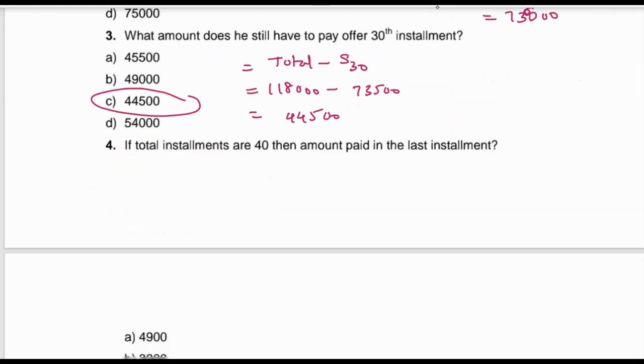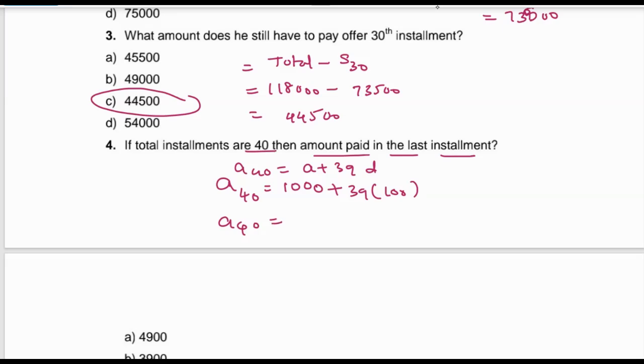Then the total installments are 40. Then the amount paid in the last installment, that is a40, will be a plus 39d. So 1,000 plus 39 into 100. So a40 will be 1,000 plus 3,900, that will be 4,900. So the answer is 4,900.